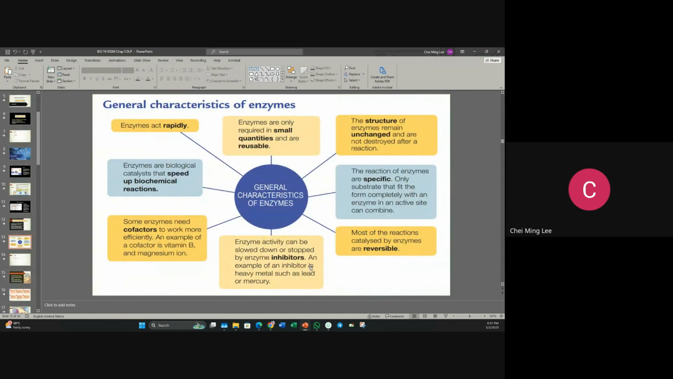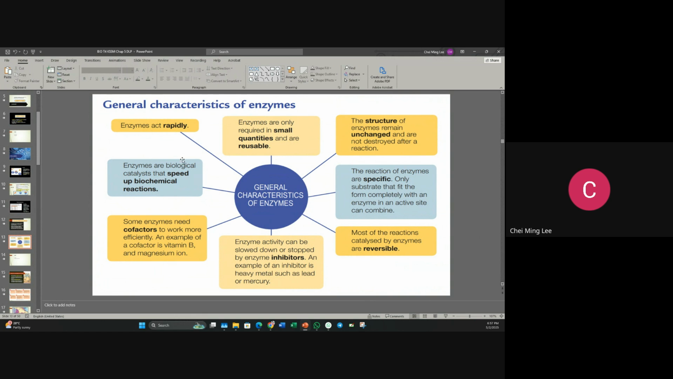Okay, so let's see the general characteristics of enzyme. First, it acts rapidly. Enzyme acts rapidly, means that it's a continuous action. Done, next one comes in. Done, next one comes in. Okay, then enzymes are only required in small quantity and they can be reused. So that's why it can act rapidly. So the structure of enzyme remained unchanged and is not destroyed after a reaction.